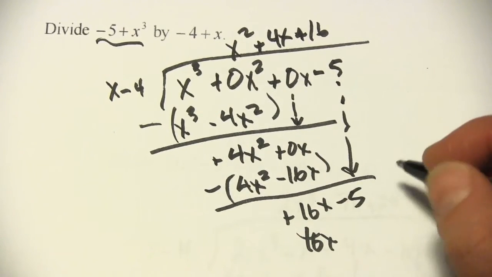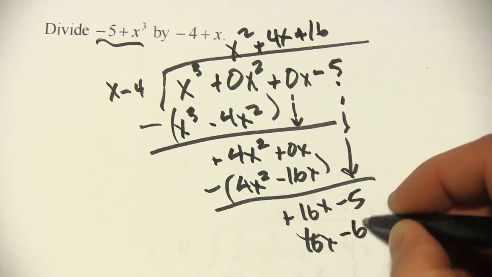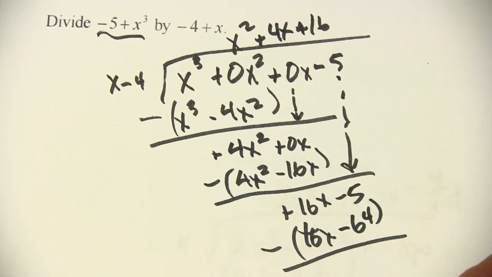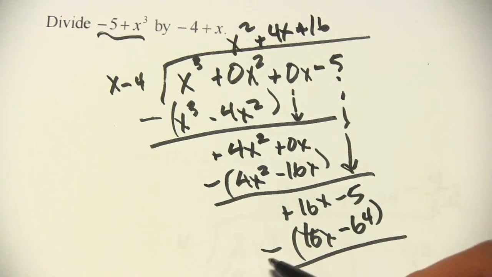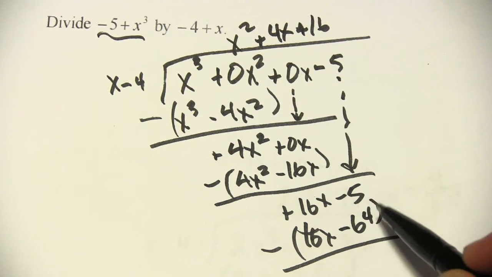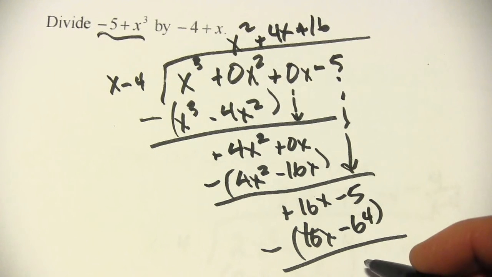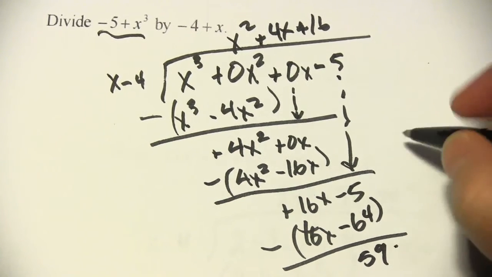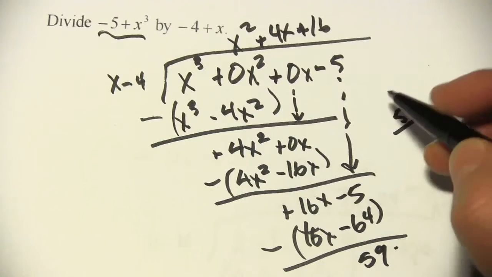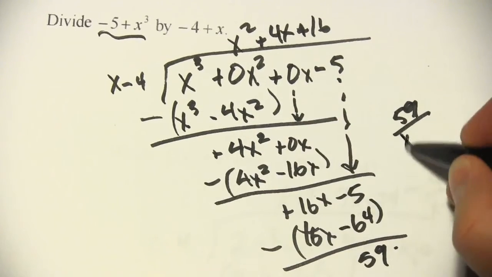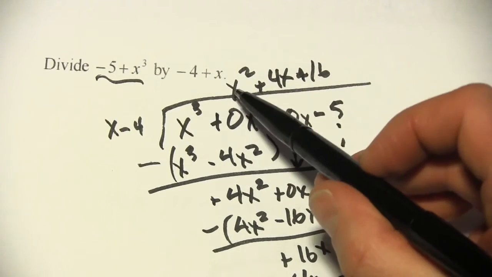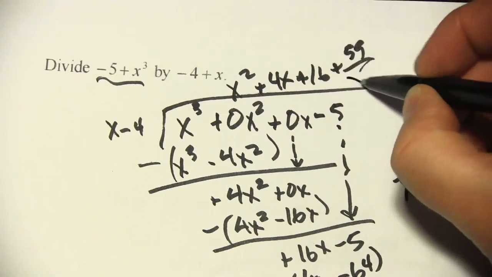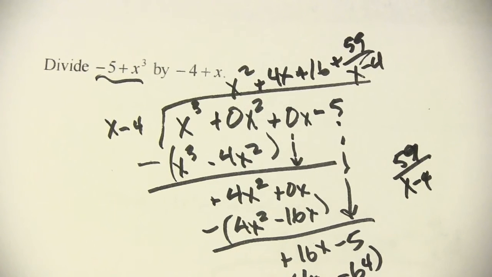16 times negative 4 is negative 64. We subtract that whole thing. We get 16x minus 16x, that's 0. And a negative 5 minus a negative 64. So negative 5 plus 64, I think that's going to be 59. So that's our remainder. We write that as 59 over our initial divisor of x minus 4. And our final answer here is x squared plus 4x plus 16 plus 59 over x minus 4.